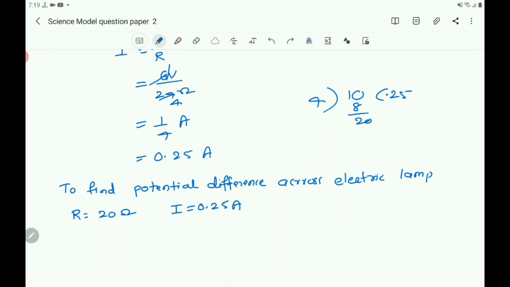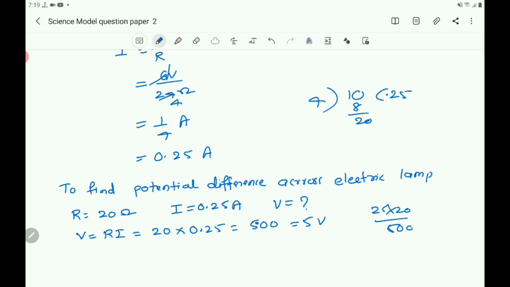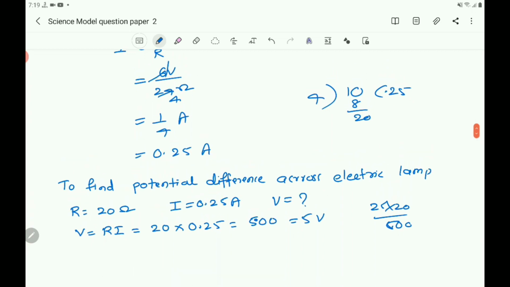Then what you have to find out? Potential difference across the electric lamp, that is V equals question mark, and you know that V equals R into I, that is R is 20 and I is 0.25. 25 into 20 is 500, and the decimal point is after 2 digits, so you will get 5.00, that is 5 volts.